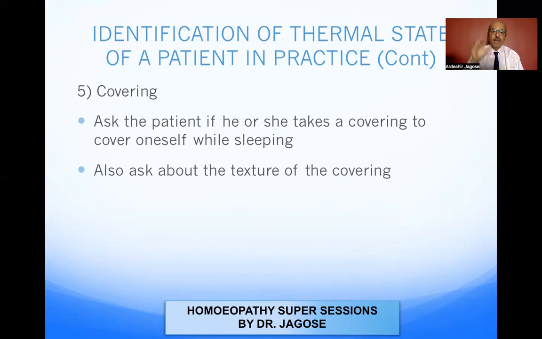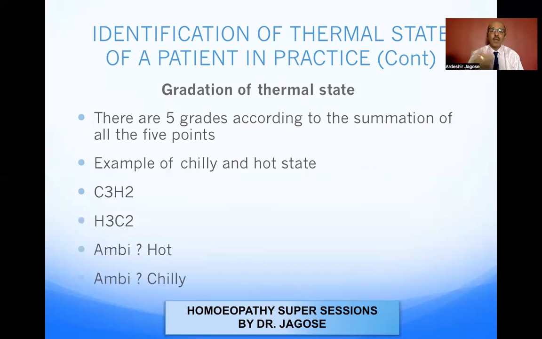So after the summation of all these 5 points, then only you can come to a conclusion whether the patient is hot, chilly, or ambithermal. If he's ambithermal, I'll just tell you regarding ambithermal. Now, grading of the thermal states. So there are 5 grades according to the summation of all the 5 points, which I just told you. For example, if 3 points are for chilly, you can write C3, C stands for chilly, H stands for hot. So the patient out here is both hot and chilly, but predominantly the marks for chilly are 3. So therefore he becomes a chilly patient.